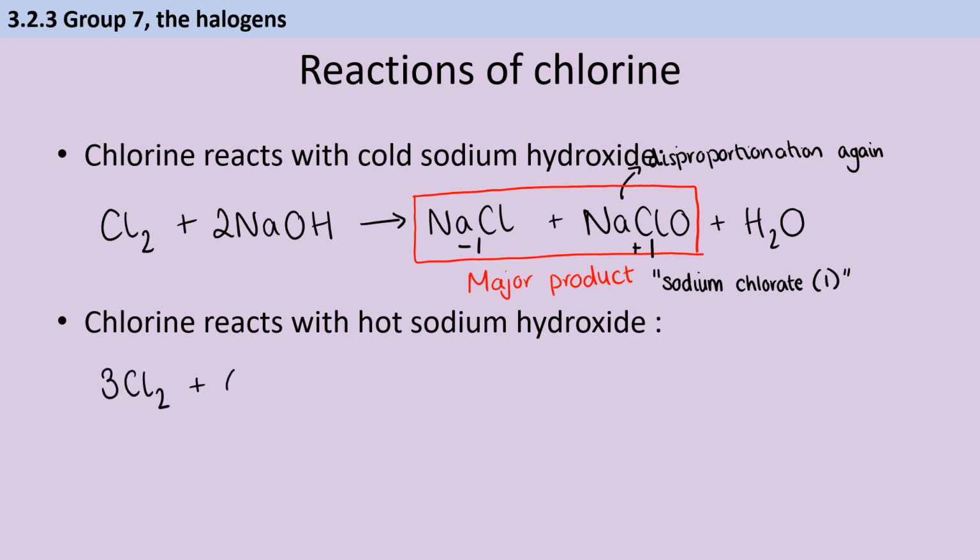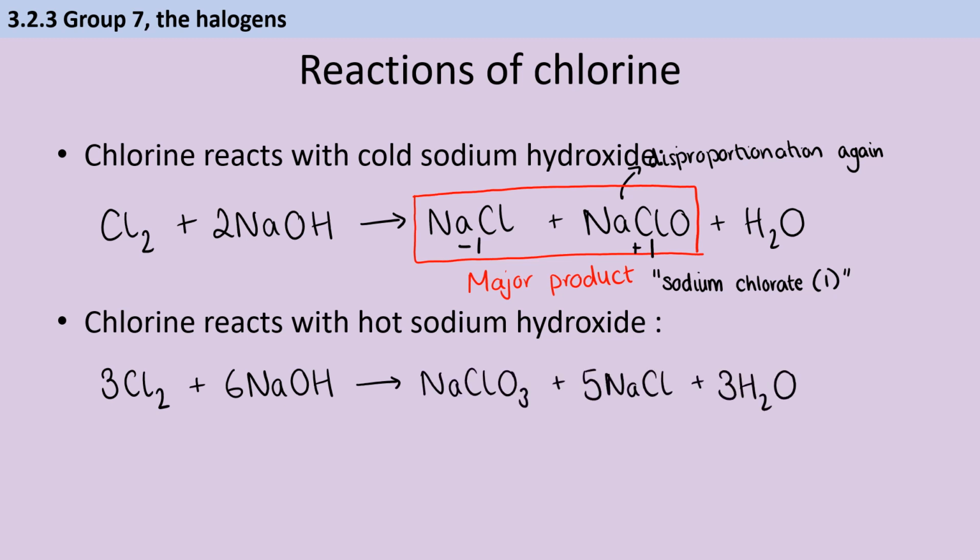Then if the sodium hydroxide is hot, we have a different reaction going on, but this one is still a disproportionation reaction. So this time we have sodium chlorate 5, where the chlorine has an oxidation state of +5 instead.